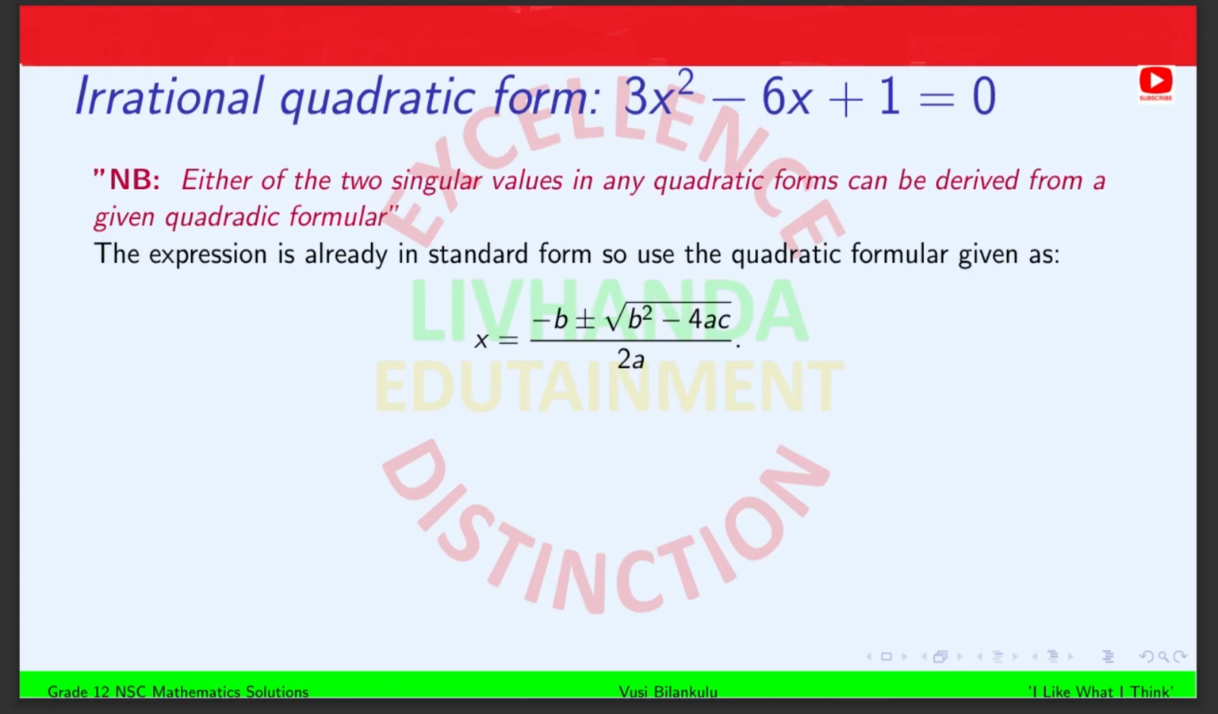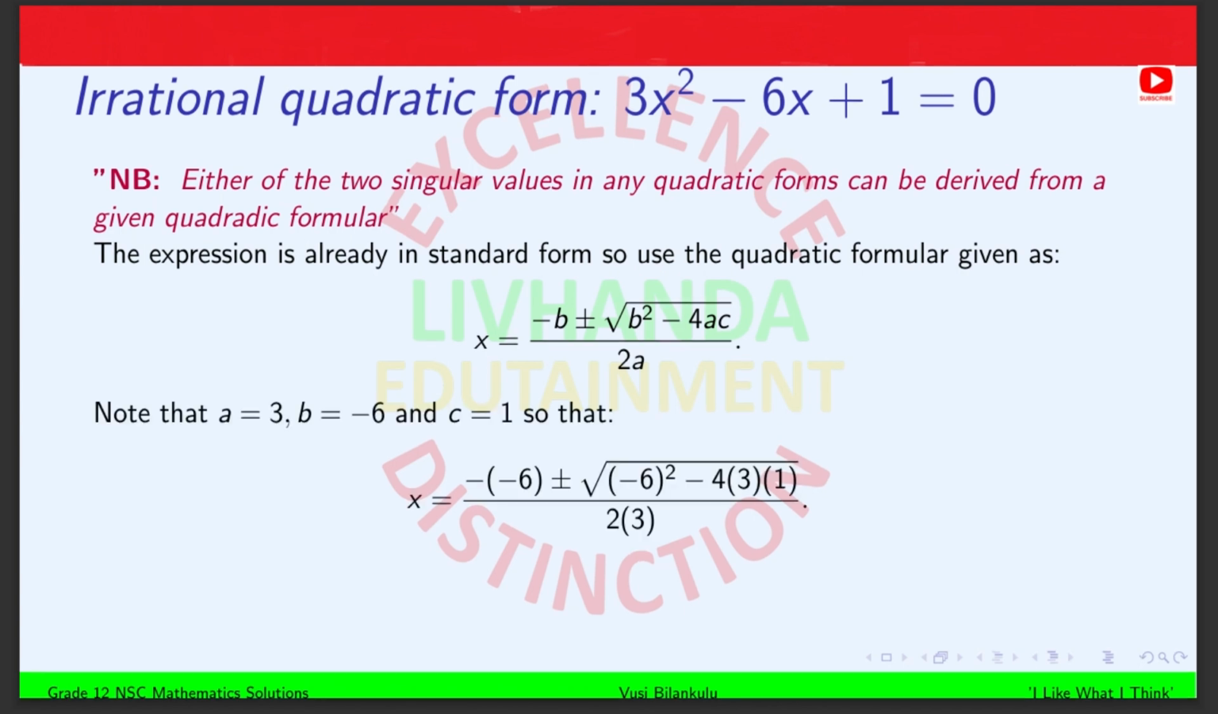The next question considers the expression defined as 3x squared minus 6x plus 1. Note that the singular values of this expression are irrational. Hence, the quadratic formula can be used to obtain the solution to the expression. The formula given on the slide can be found at the back of the question paper on the day of the exam. So, to solve for x, identify from the equation a value for a equal to 3, then b equal to negative 6, and then c equal to 1. Then plug these values into the formula as shown on the slide.